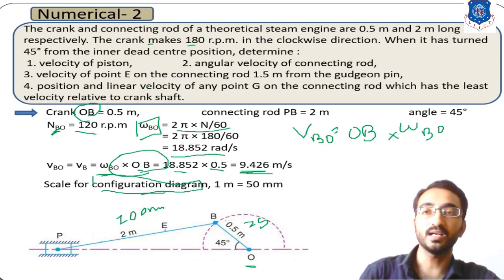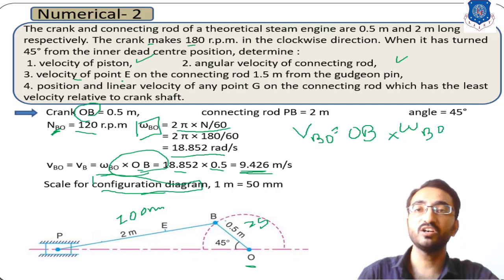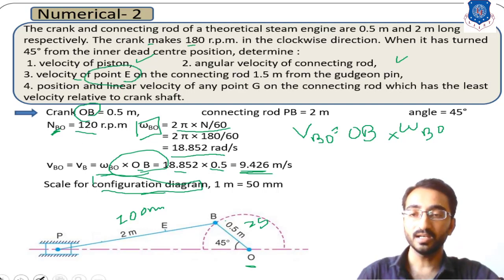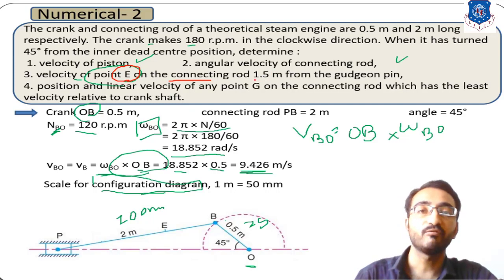Now in this numerical they have again given certain extra data, that is, we have to calculate the velocity and angular velocity of point E. Here extra data, another point, is given. If you consider point E on the connecting rod, you have to sketch one point on this connecting rod. At which position? At 1.5 meter from the Gudgeon pin.